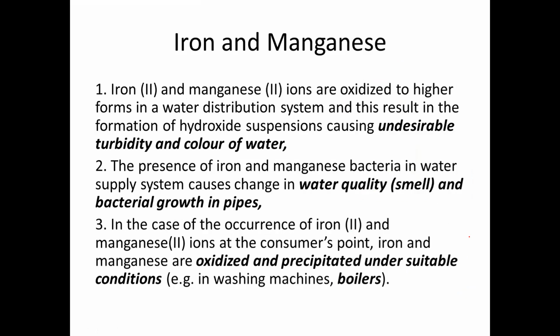So iron 2 and manganese 2 ions are oxidized to higher forms in a water distribution system, and this results in the formation of hydroxide suspensions causing undesirable turbidity and color of water. By the way, later we'll be discussing turbidity, but in simple terms, turbidity is the property of water wherein it looks cloudy or changes color because of suspended solids, not dissolved solids. The presence of iron and manganese bacteria in the water supply system causes change in water quality.